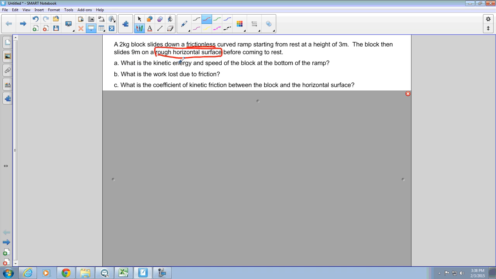First part, we want to know the kinetic energy and speed of the block at the bottom of the ramp, and then we'll figure out the work loss due to friction and the kinetic coefficient of friction. But first, you need to kind of understand visually what's going on here.